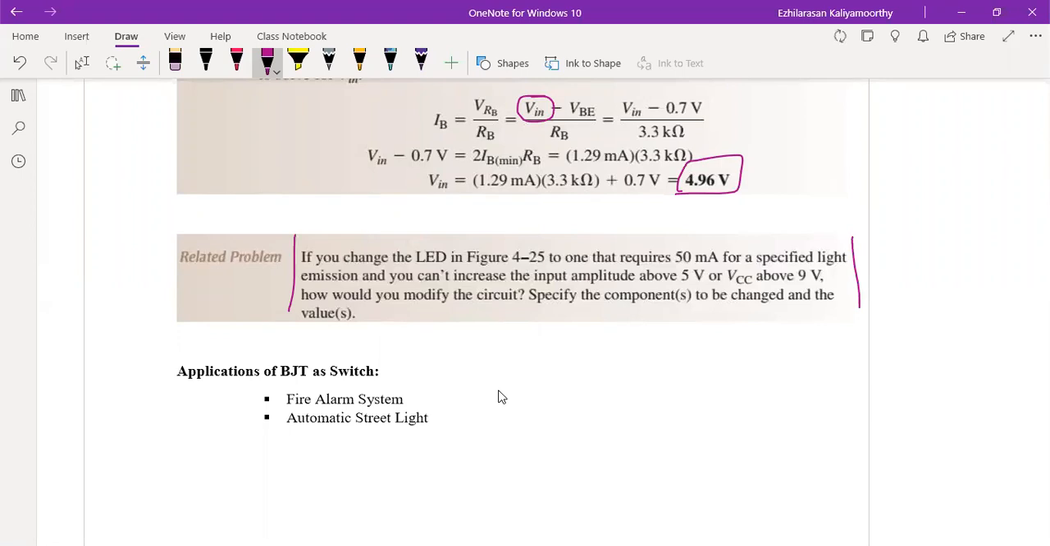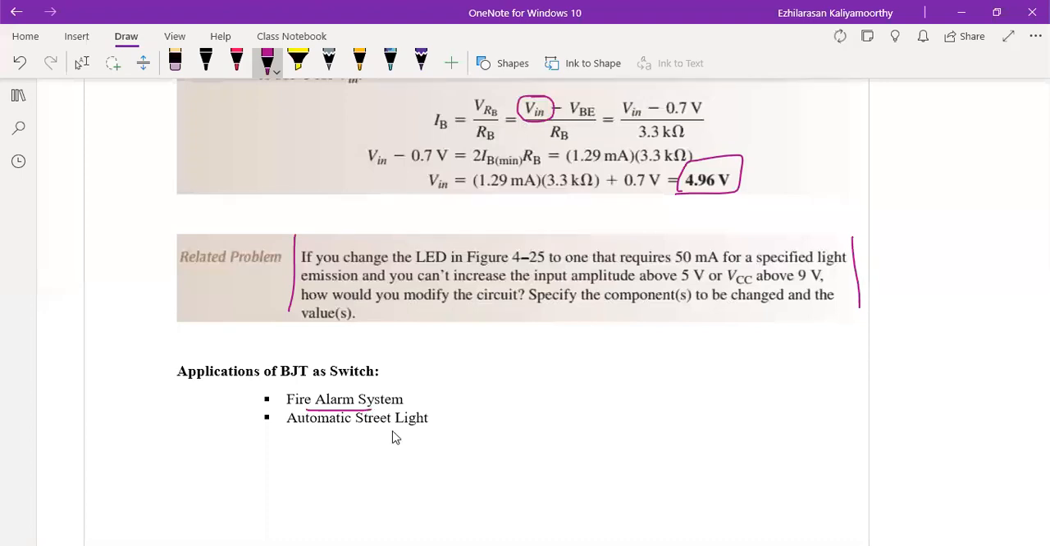So what are the different applications where BJT as a switch is used? Some of the very popular applications are the fire alarm system. To work on this, we'll use the BJT switch also.